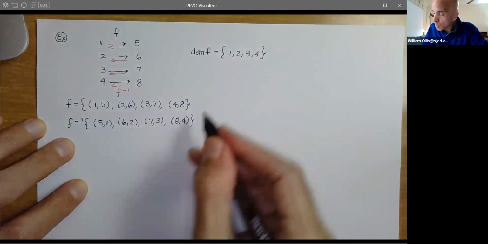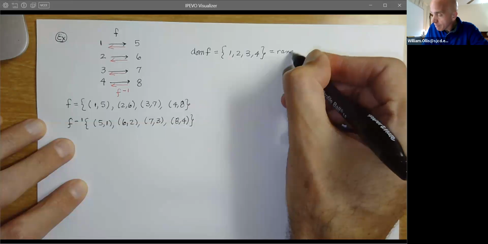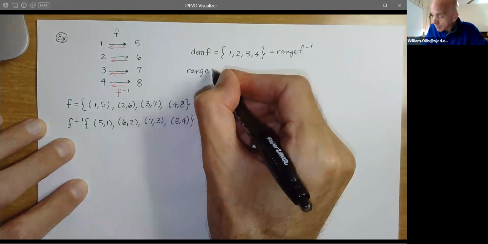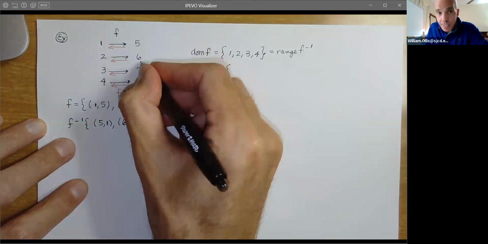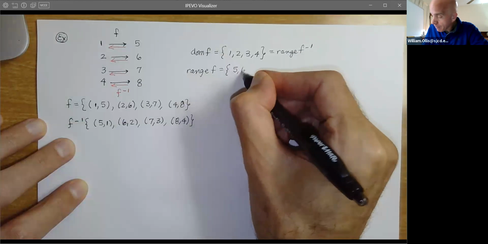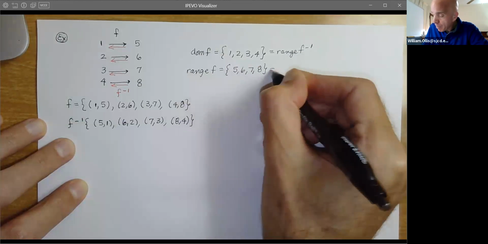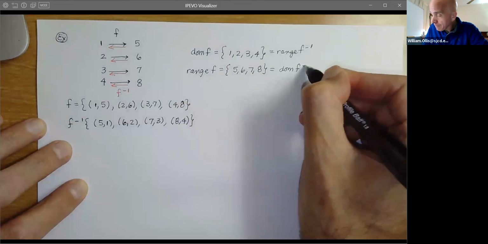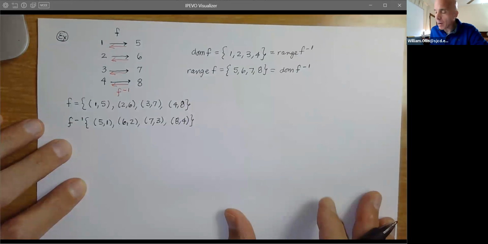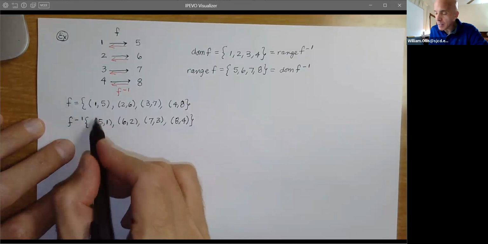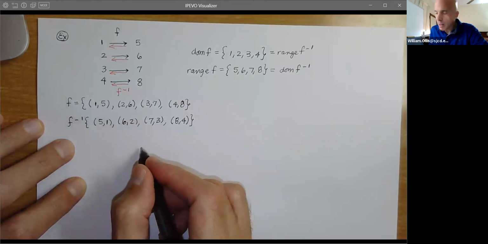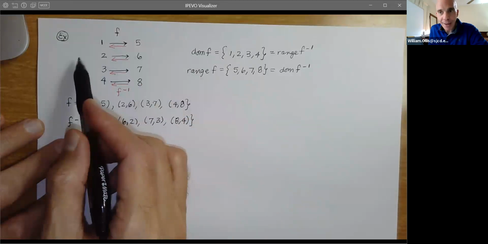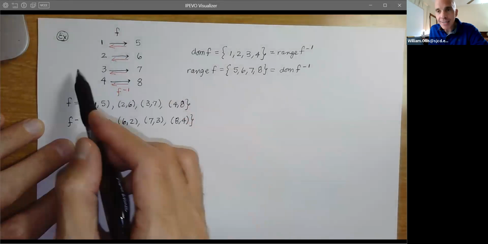But that is the range of F inverse. The range of F is 5, 6, 7, 8. But that's just what? The domain of F inverse, like I said before. So this is why we now think of the independent variable being the same, because now you have a path and a reverse path. You have the function F and its inverse.